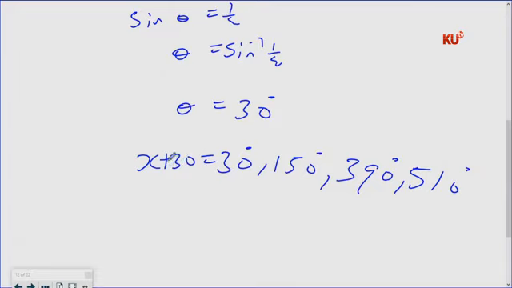So let's find the values of x. You'll have x plus 30 is equal to the first angle here, which is 30 degrees. So x will be equal to, take this 30 to the other side, 30 minus 30, which is 0 degrees. I don't know if you should have 0, because 0 means nothing, so you have nothing left there.